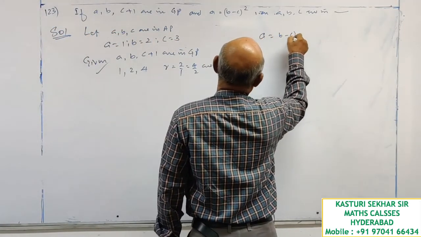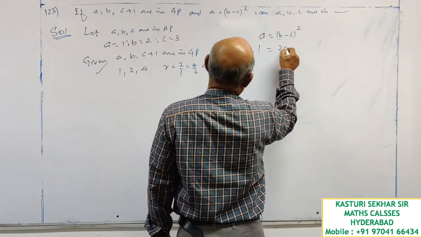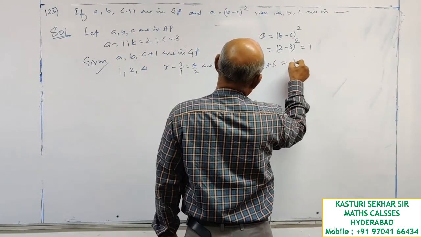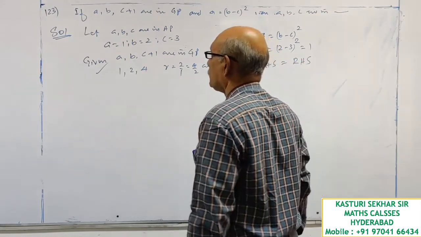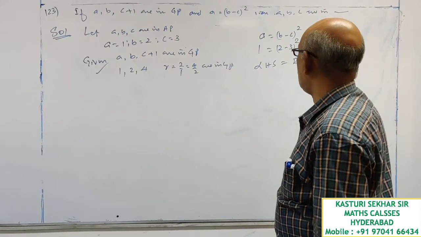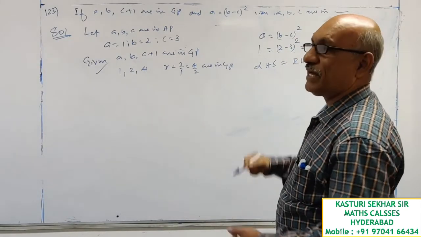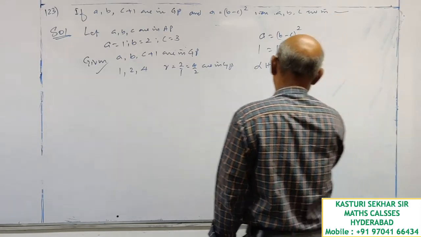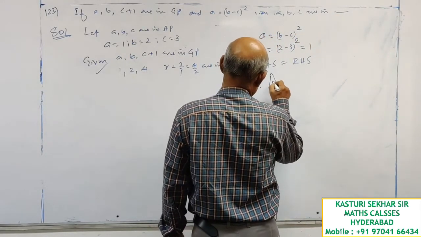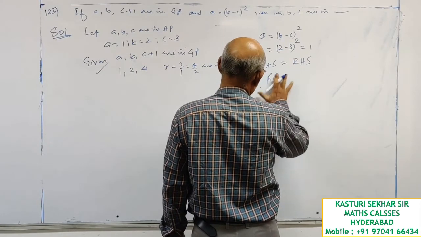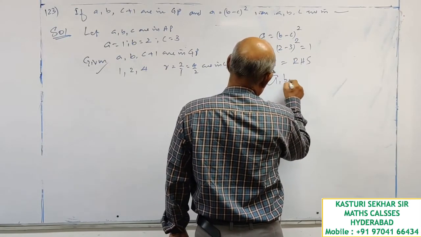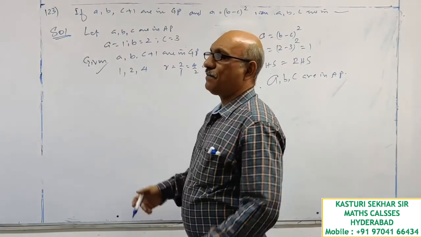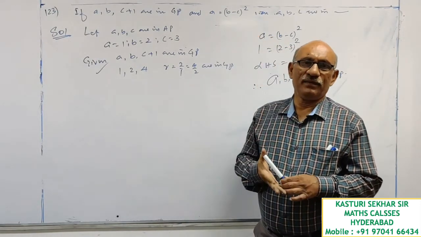A is equal to B minus C whole square: 1 is equal to 2 minus 3 whole square, which is 1. Left hand side is equal to right hand side. So my assumption satisfied all the conditions given in the question. Therefore I can say A, B, C are in AP.